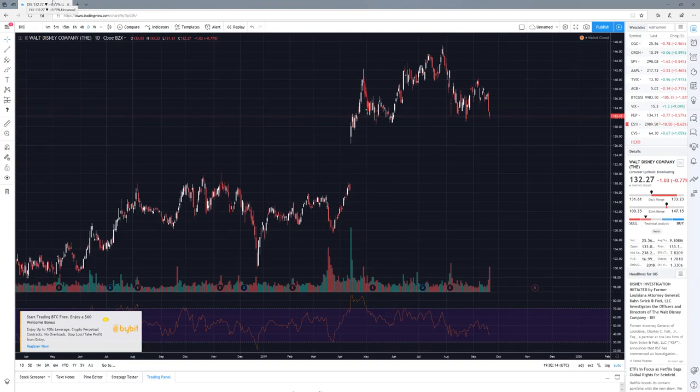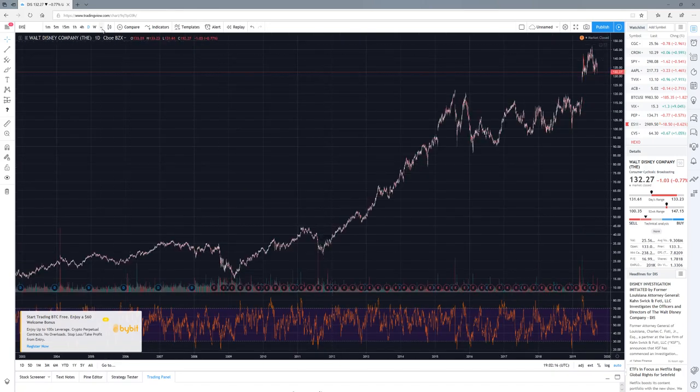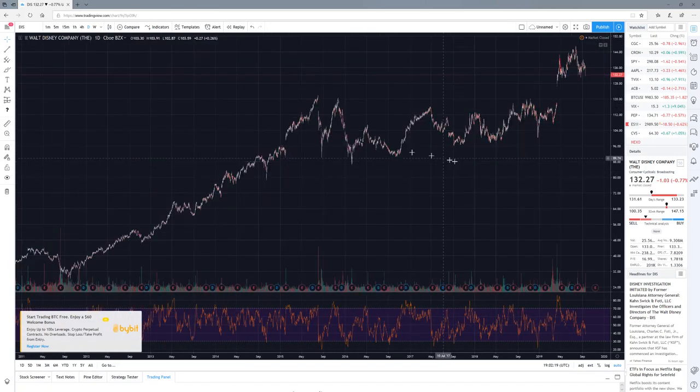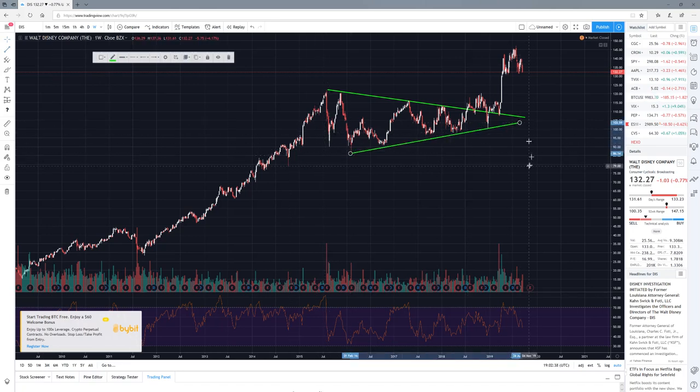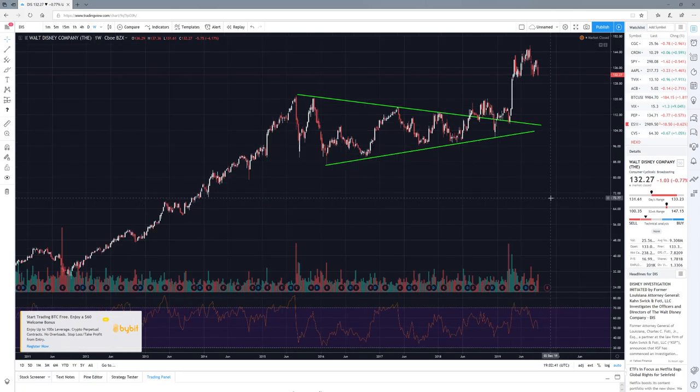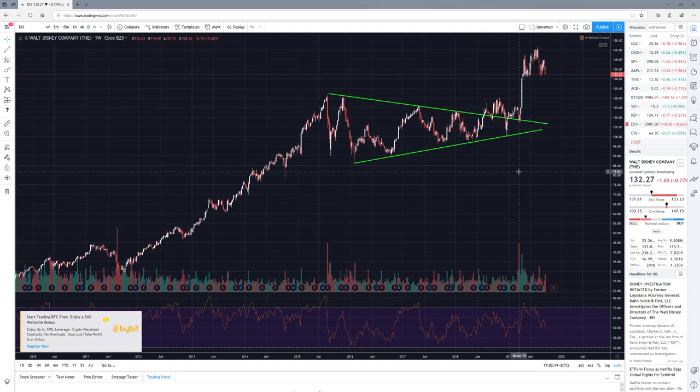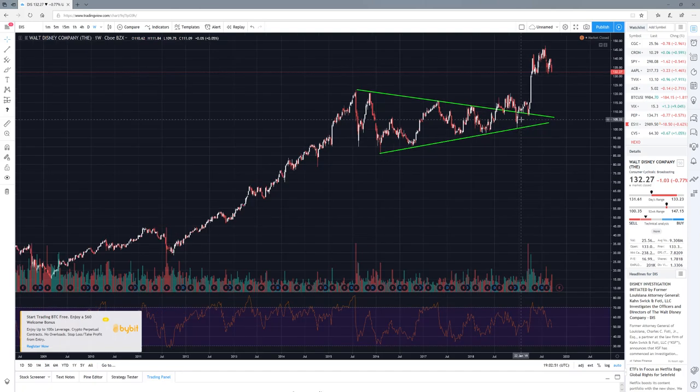Look at Disney. Look at this daily chart or weekly. A 5-year consolidation. It's an ascending triangle. I'm kicking myself for not holding this, but I was watching this breakout. Me and Popeye, he's my friend, by the way, we were watching this very closely.